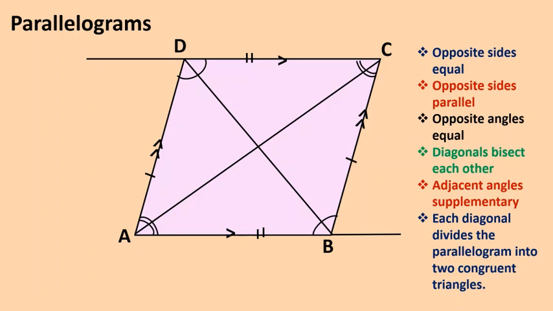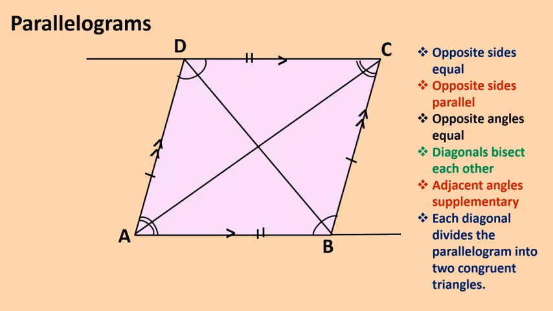Supplementary means what? They add up to 180 degrees. So angle A, you can see the double cut marking, when added to angle B will be 180 degrees. And angle B and angle C when added will be 180 degrees because A is same as C, no? Now angle C plus angle D also will be 180 degrees because angle D and angle B are equal. That you should remember.